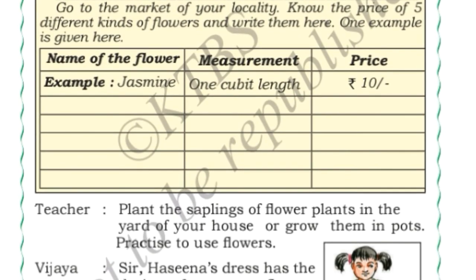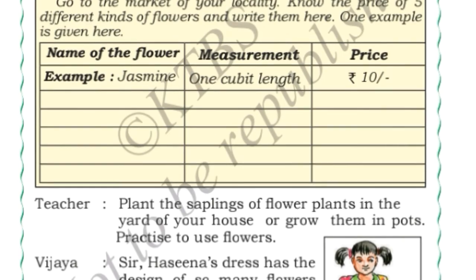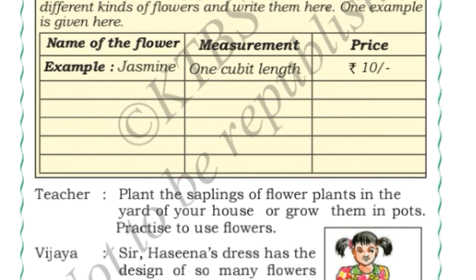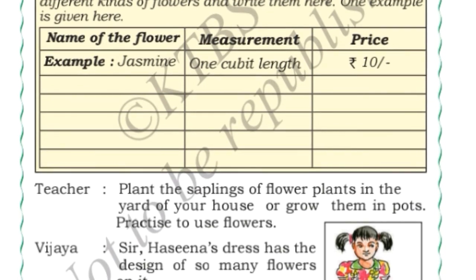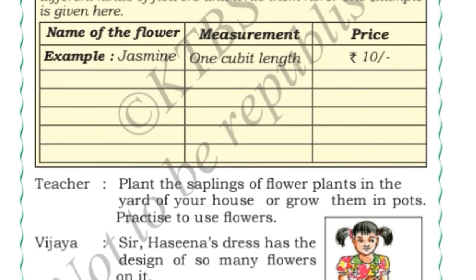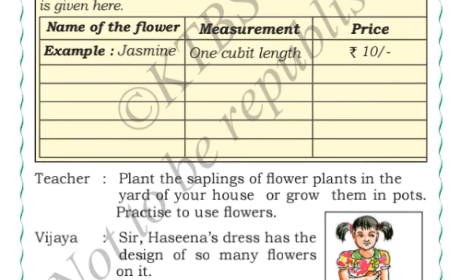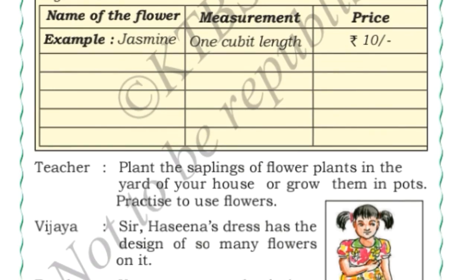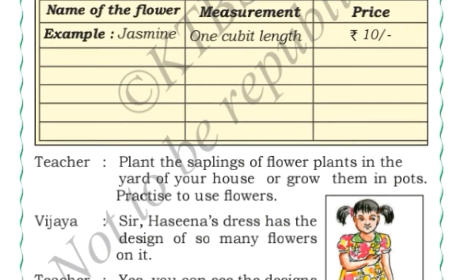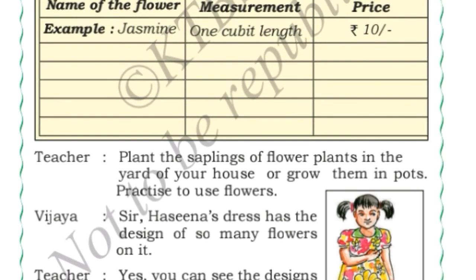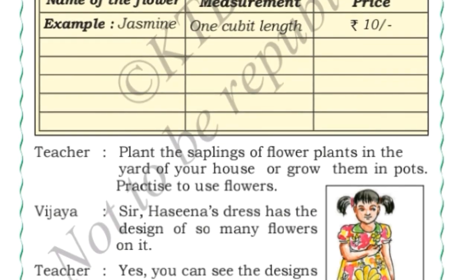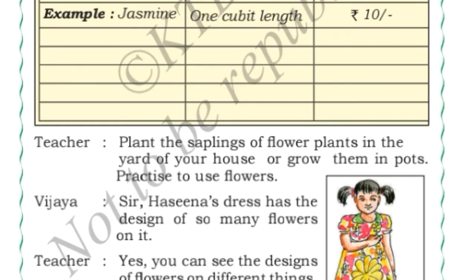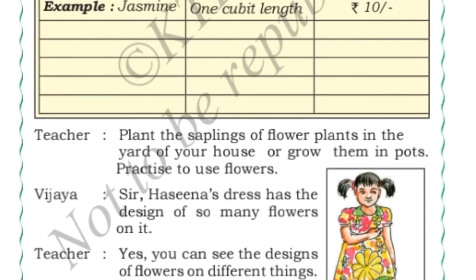Okay, an activity is there children. You have to go to the market of your locality and find out the price of 5 different flowers and write them here. One example is given for you, jasmine 1 cubit length is 10 rupees. Like this you should find out the different types of flowers which are available in the market and write. You can write here rose flower, marigold flower, champa flower, the flowers which are used in doing puja, right? All these things you can write here.